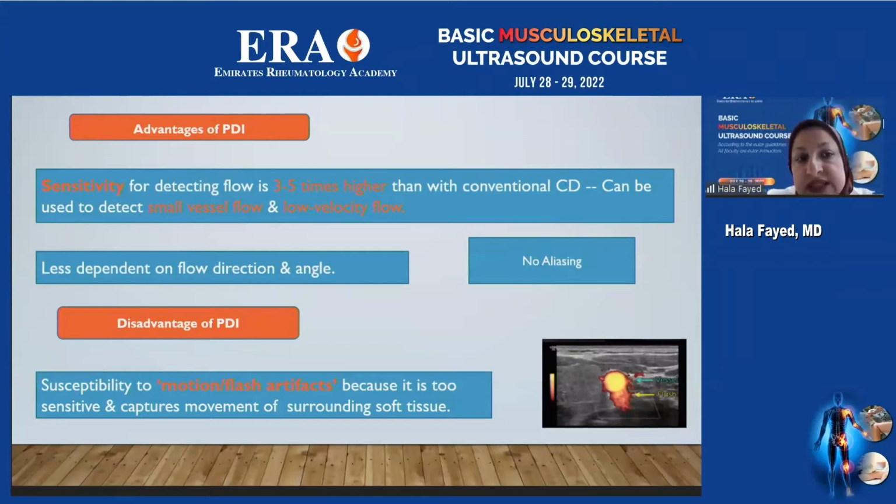However, it has some disadvantages, such as its susceptibility to what is called motion or flash artifacts, as we see here. This is the flash artifact, because it is too sensitive and captures movement of the surrounding soft tissue. So moving the transducer or patient movement can cause such artifact to appear in power Doppler.